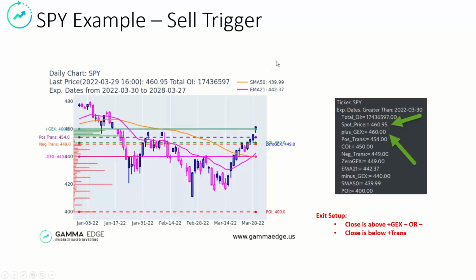Typical length for these trades is about 4 days. So here we are out onto the 29th, and in this particular case, we're looking for a close above positive GEX. And every day you would be looking for the close below positive trans. It didn't happen in this particular case, so I'm not going to walk through that day by day. But the close is above positive GEX. And you can see here's plus GEX at 460, and we actually did close at 460.95. So we meet the condition for exit, and you would simply exit at the open the following morning.